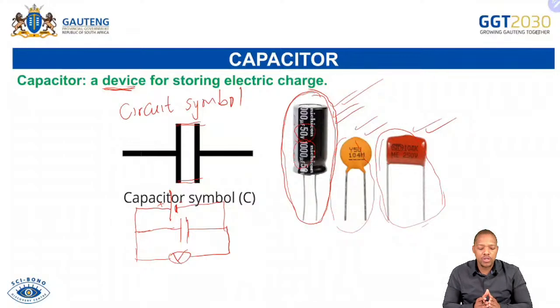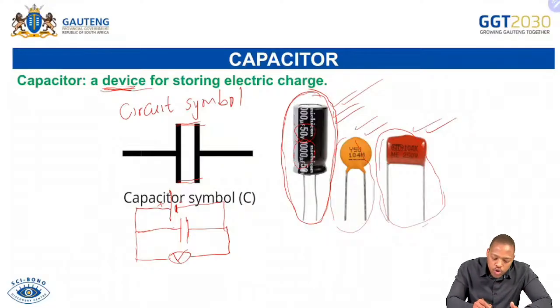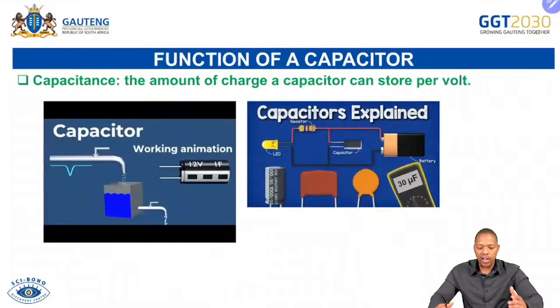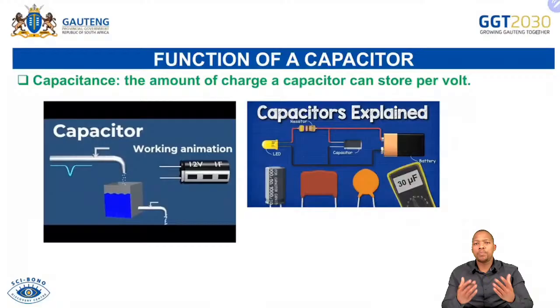And what are they used for? They are used for storing electrical charge. Okay, let's take it a step further. Now let's try and explain how actually a capacitor stores electrical charge, and then the importance of the capacitor maybe in an electric circuit.